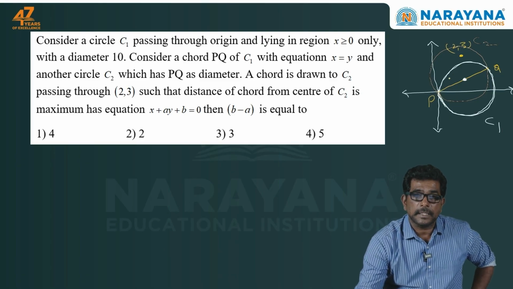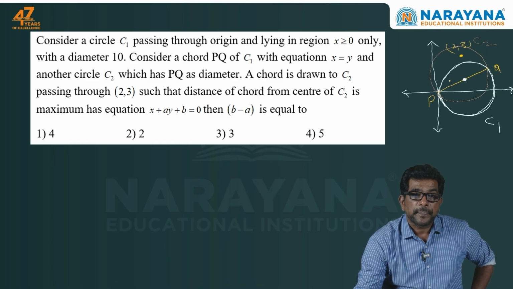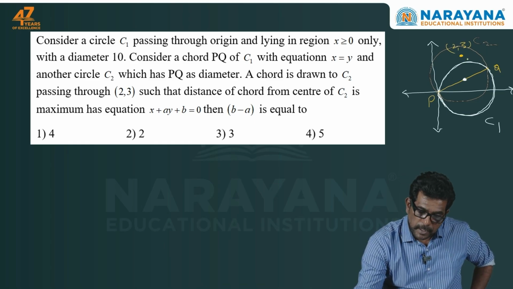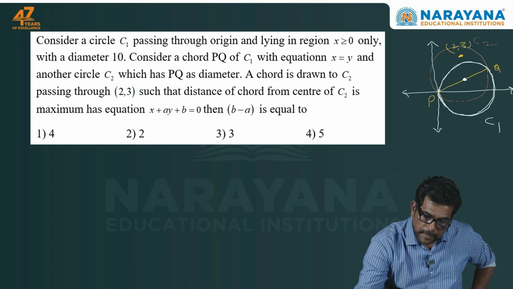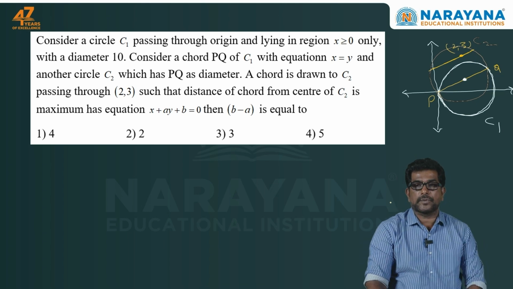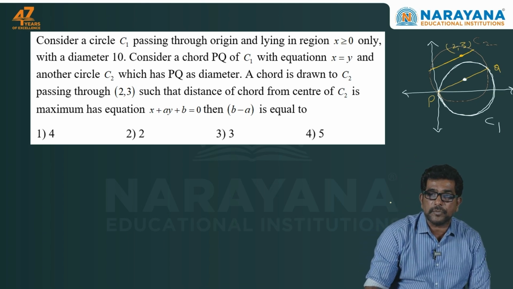Out of all these, the chord having the maximum distance is the one that is always parallel to PQ. Then only that chord is having the maximum distance. That is, the required chord is like this one. The required chord is parallel to PQ.